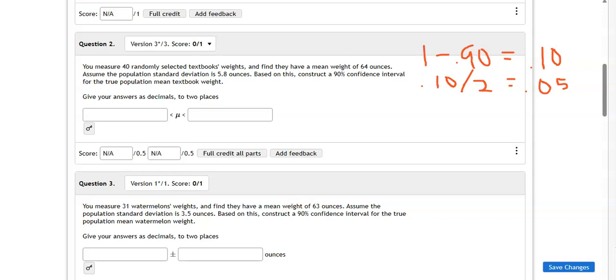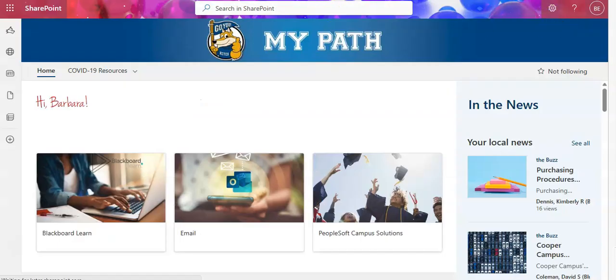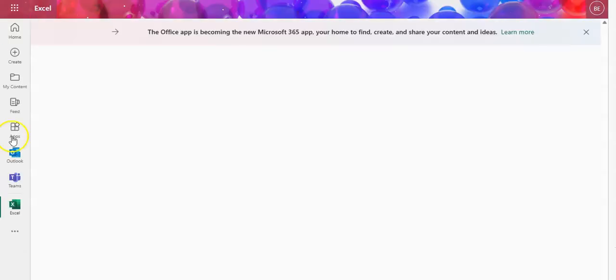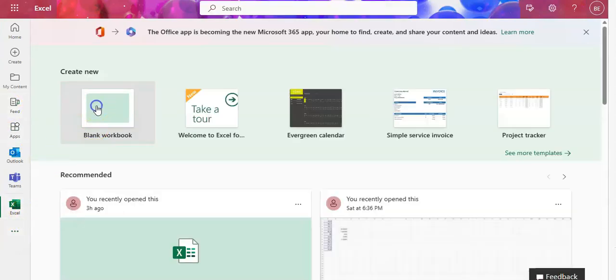So I am going to go to my path. Hopefully it's not going really slow. And for some reason, oh, I know, I'm in the draw feature. See, that draw feature just kind of messes up everything. Okay, so I hit the little waffle and go down to Excel. And Excel will give us more accurate answers than our table, so it's often a good idea to use Excel. So we're going to go to the blank workbook.